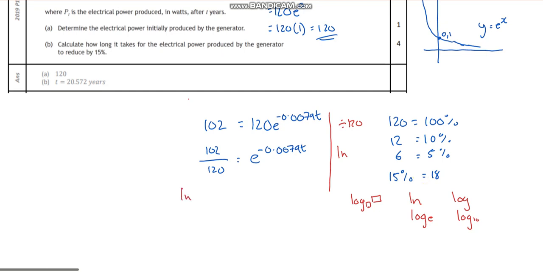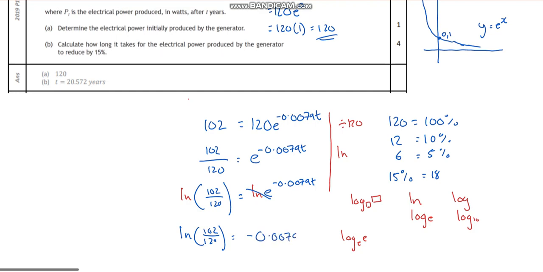Okay, so I'm going to take logs of both sides. So I'll take log of this, and I'm going to take a log of this side. So a natural log of e^(-0.0079t). Okay. And what happens here with the beauty of logs is that they cancel out. If I've got log base e to the power e, that effectively cancels out, and I'm left with the natural log of this equal to negative 0.0079t.